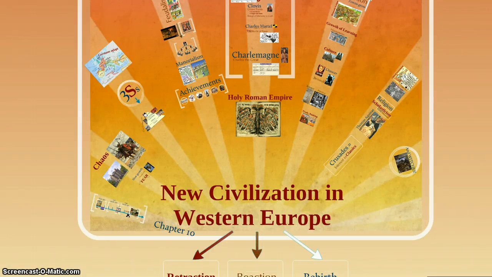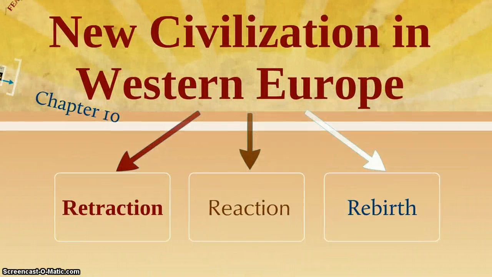All right, everybody, this lesson is going to cover the new civilization in Western Europe, which is chapter 10 in our textbook. And what we see is it's kind of broken into three phases, where we have a retraction phase, a reaction phase, and then a rebirth phase. And what we're dealing with here is the Middle Ages.